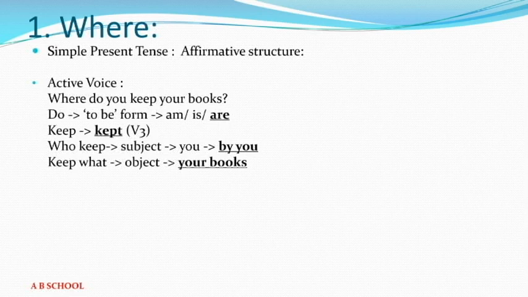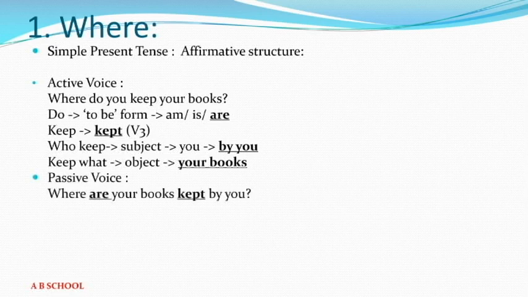Then where are your books? And then the third form of the verb, kept. Where are your books kept? Then the last one is the doer of the action, by you. The sentence appears here before you. Where are your books kept by you? Now also remember that the verb is are kept. But in between this are and kept, always this object will be placed.